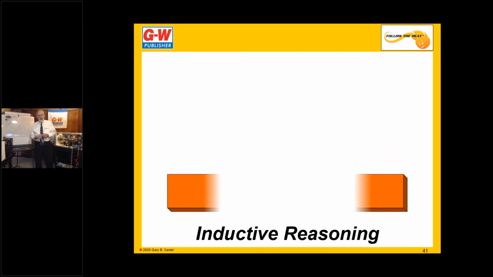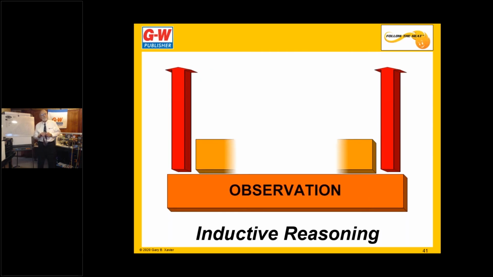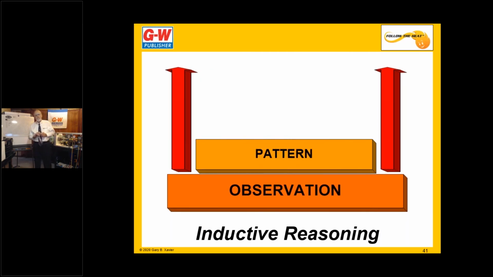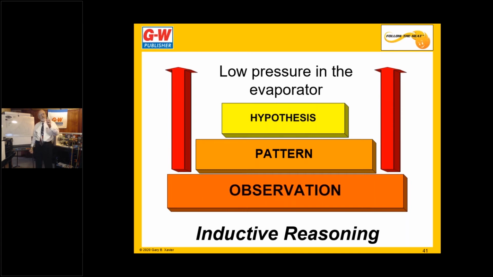So it starts with observation. We look at that pattern. We form our hypothesis, which says low pressure in the evaporator. If that ice formed on that air conditioning evaporator, on that A coil, then the pressure in that evaporator had to be too low. That's what I call the root cause of the problem. And when I was teaching in front of a class, I always said that. I said, okay, look, think about the root cause. What is the root? How can you get ice on that evaporator?